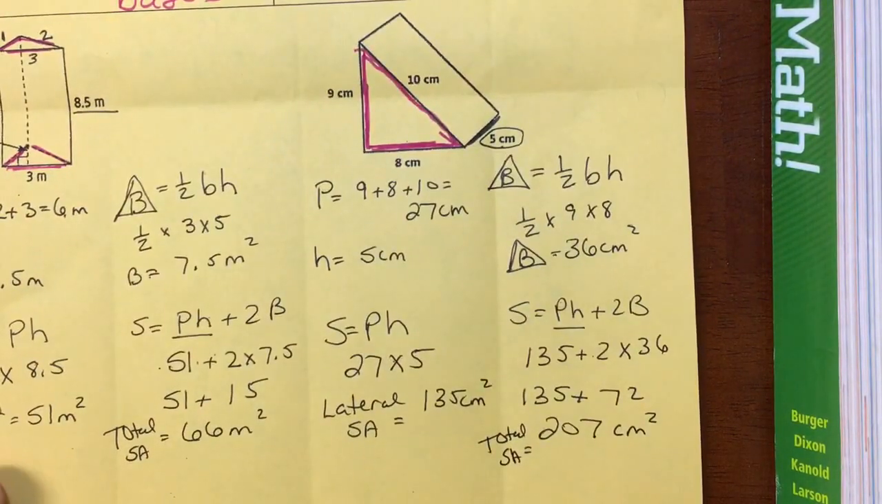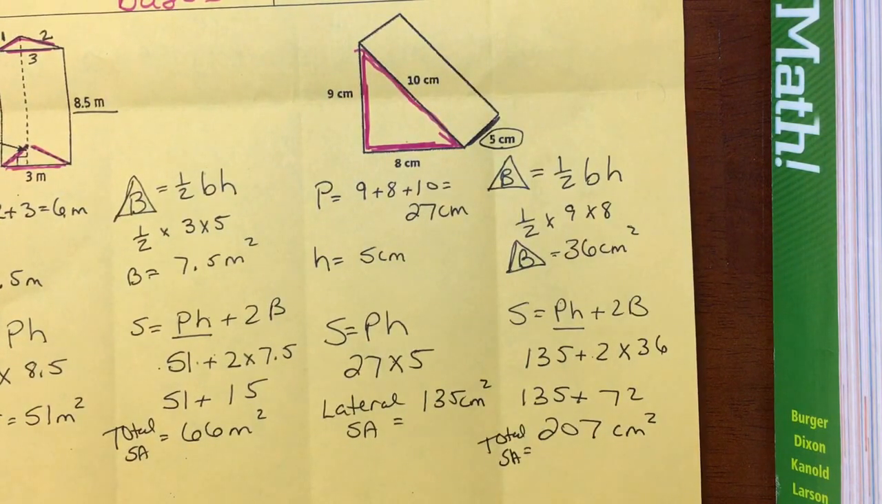So on the triangular prisms, it's a little bit tricky to make sure you remember the base of the triangle, but it's the same formulas as the rectangular prisms. It's just that we're dealing with triangles.